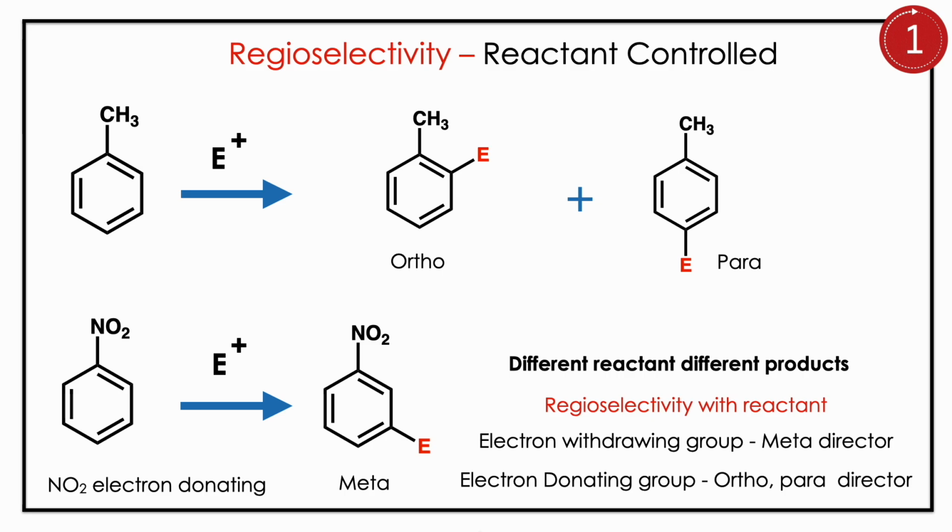All the answer lies in the mechanism, electron density. In toluene, the ortho and para positions are denser. In nitro, only meta is electron denser. So an electron withdrawing group promotes the meta position. An electron donating group promotes the ortho and para positions. So this is typical regioselectivity by reactant.